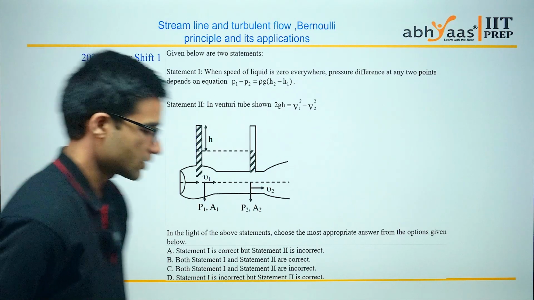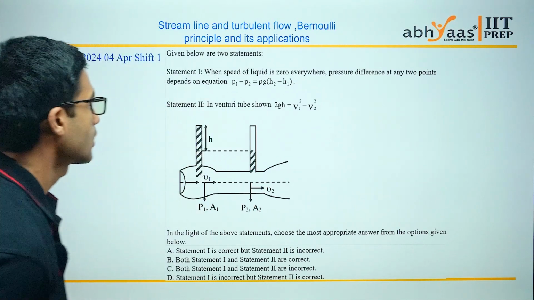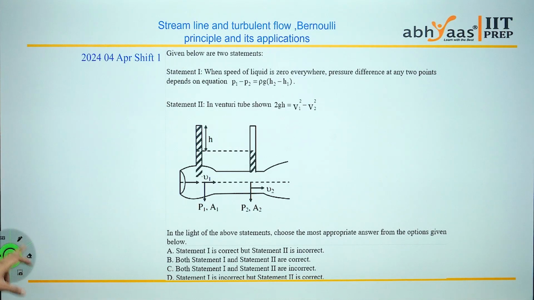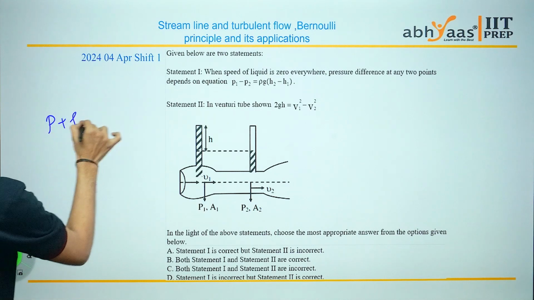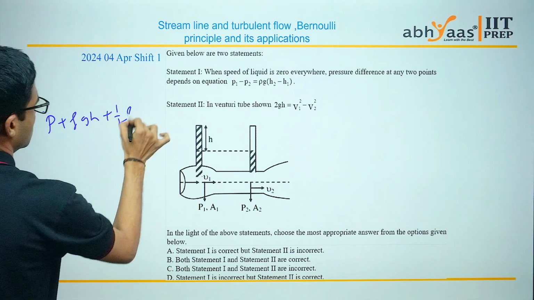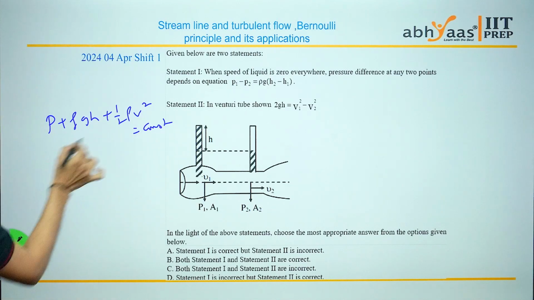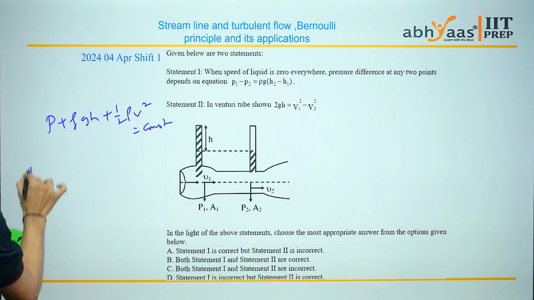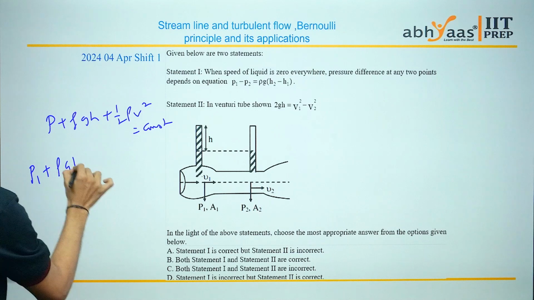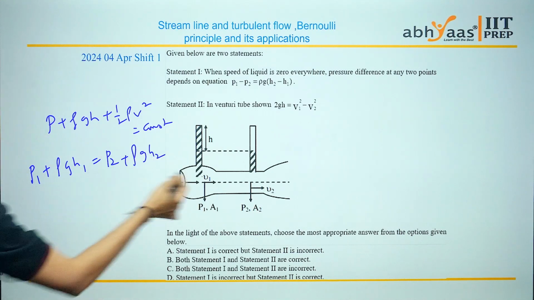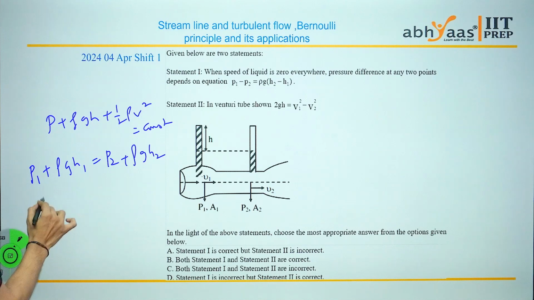Next question, in the next question what happened? Another question is also related to Bernoulli equation. When the speed is 0, so just now we told that P plus rho g h plus half rho v square is constant, that is Bernoulli's equation. So here if you see, speed constant, that means P1 plus rho g H1 is equal to P2 plus rho g H2. V1 equal to V2, that's why both cancelled on both sides.